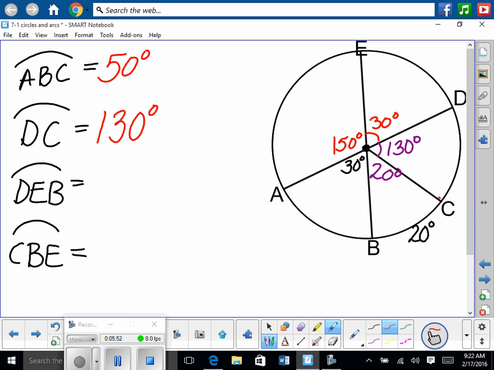Arc DEB. So looking here. DEB. 30 plus 150 plus 30, right, everybody? 210. Good. So arc CBE. We start at C, go to B, then E. So CBE. So that would be 200. Is everybody comfortable with that?